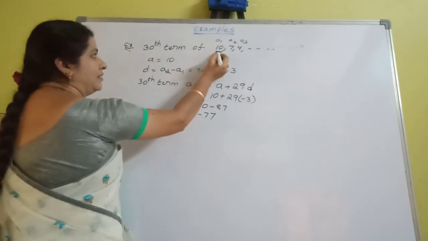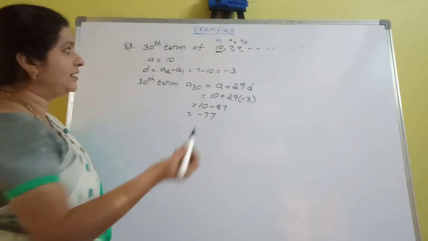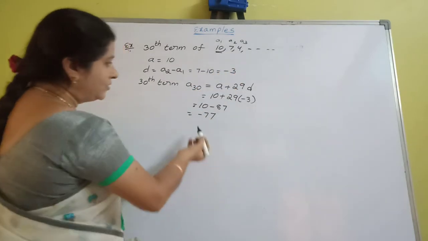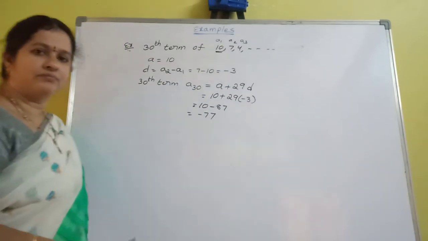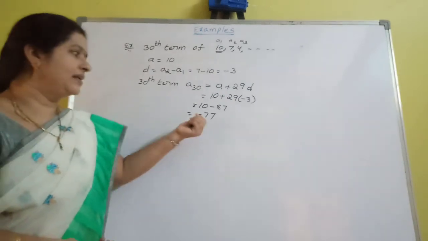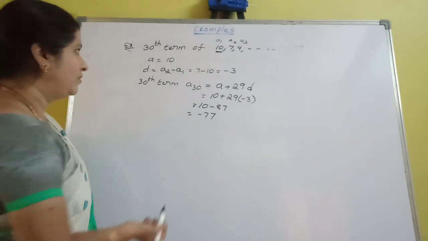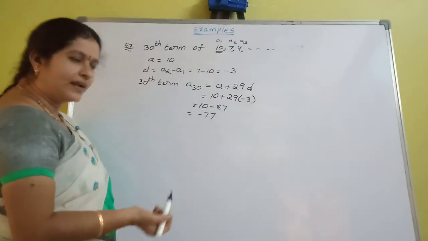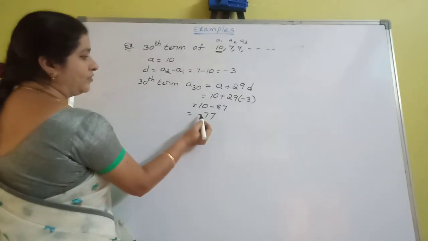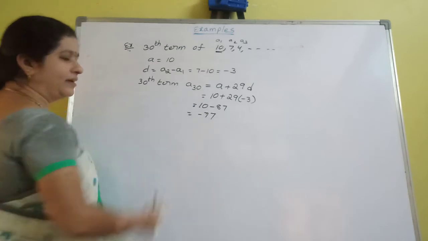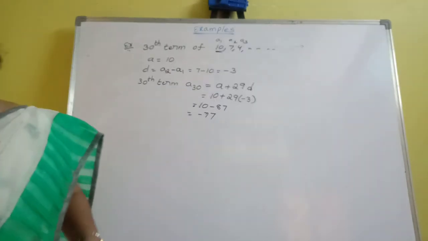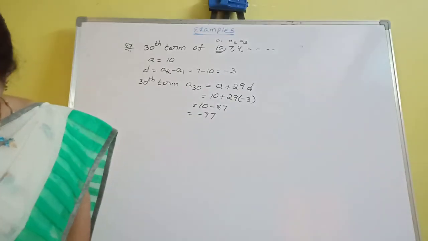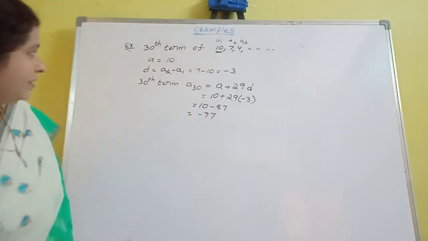So it is decreasing order. The series is in decreasing order, 10, 7, 4, etc. So that's why we got a minus value here. 30th term we got minus 77. Okay. The numbers in the series are in descending order. So here we got the minus value, minus 77. So this is another model in your textbook. Okay, one more important point, one more example.